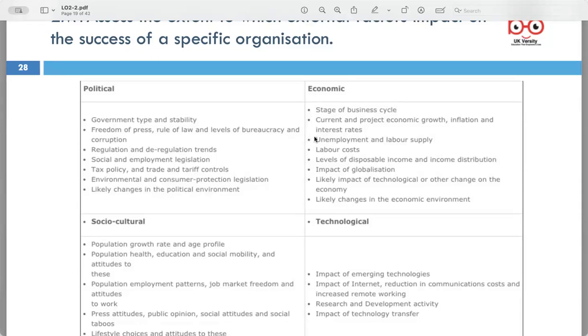When we talk about economic factors: stage of business cycle, current and projected economic growth, interest rates, unemployment and labor supply, labor cost, level of disposable income and income distributions, impact of globalizations, likely impact of technological or other changes on the economy, likely changes in the economic environment.